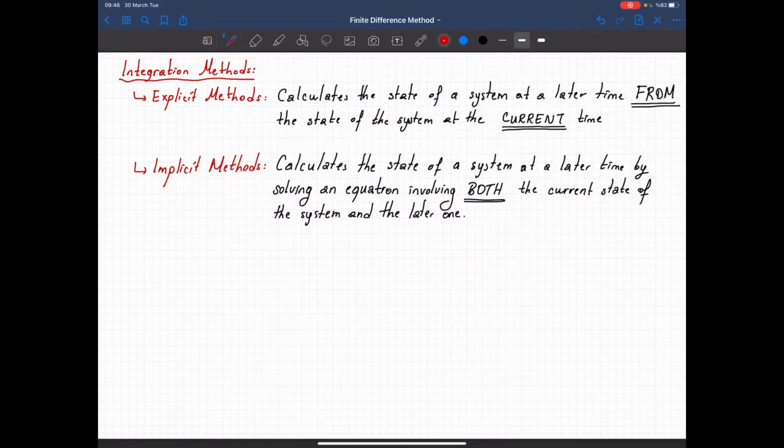Now let's take a look at the first numerical algorithm that we will investigate, which is the explicit integration algorithm. And we will be using the central difference method for that.